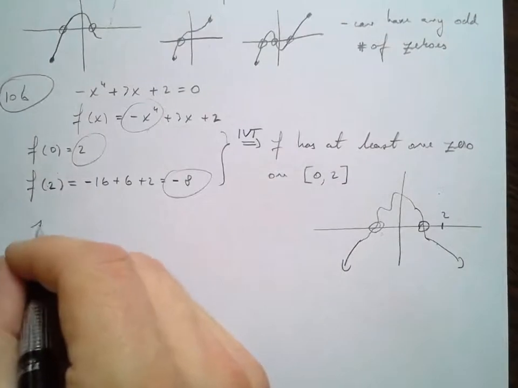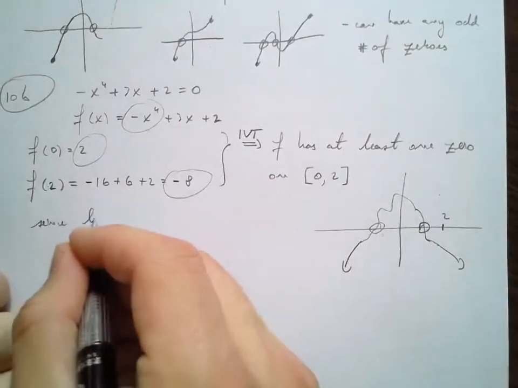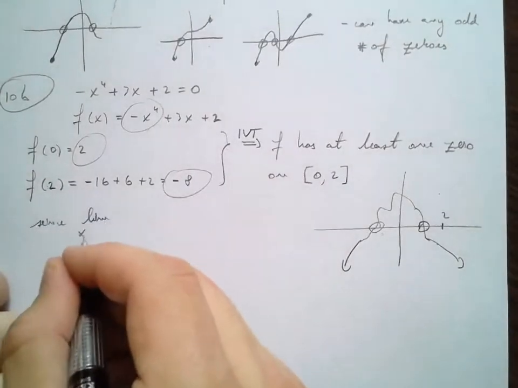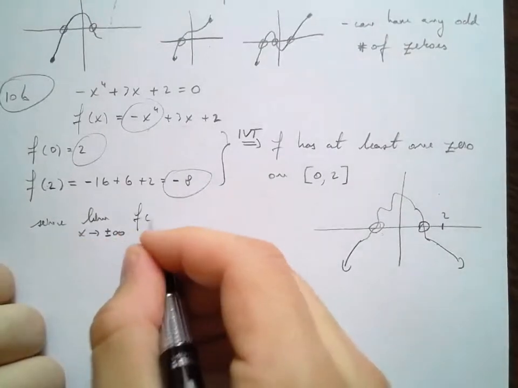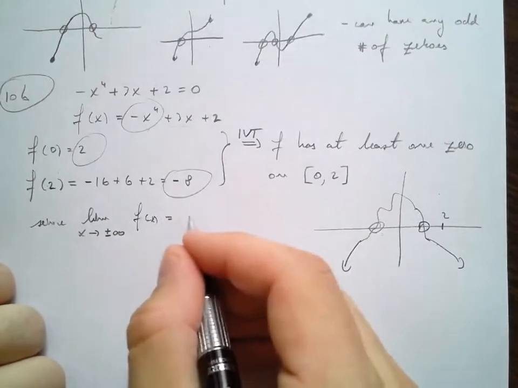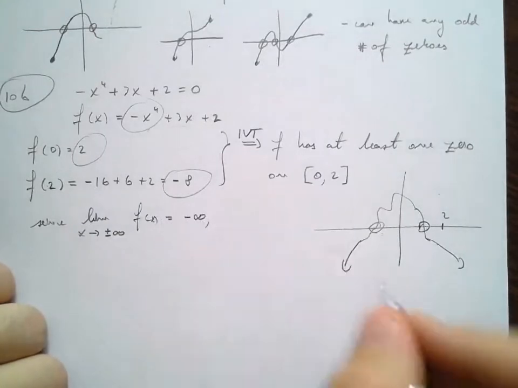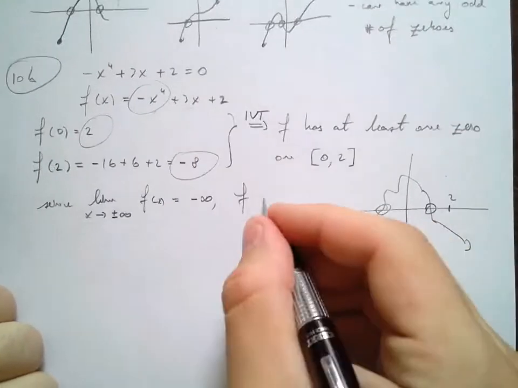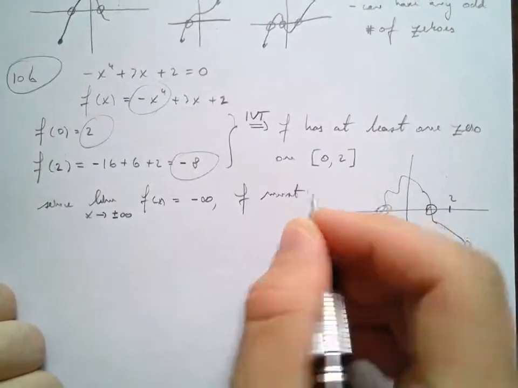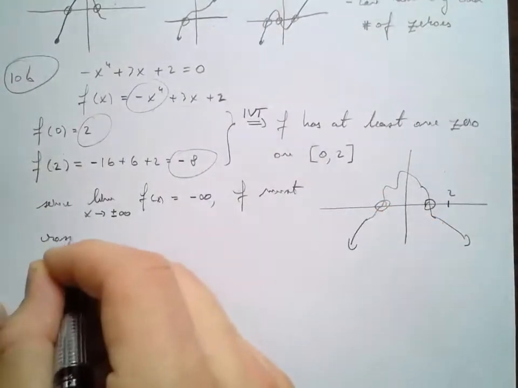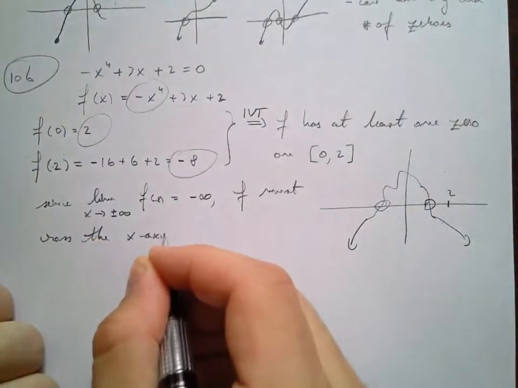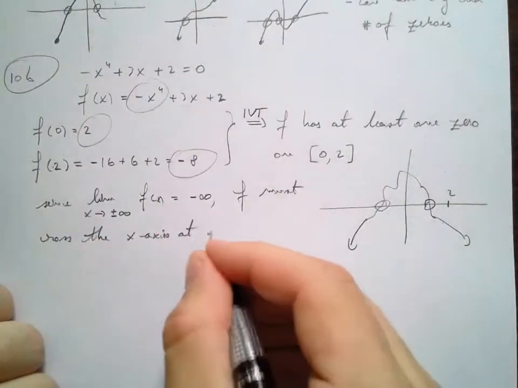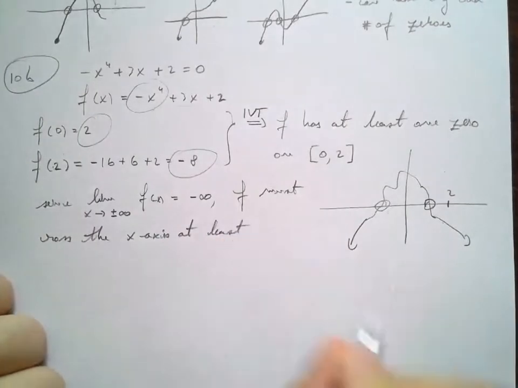So since the limit as x goes to either positive or negative infinity of my function is negative infinity, f must cross the x-axis at least twice.